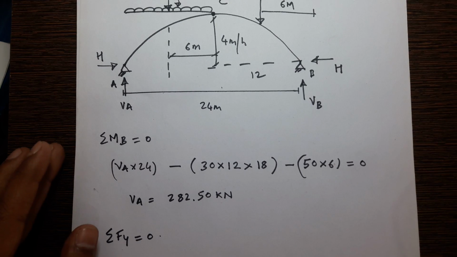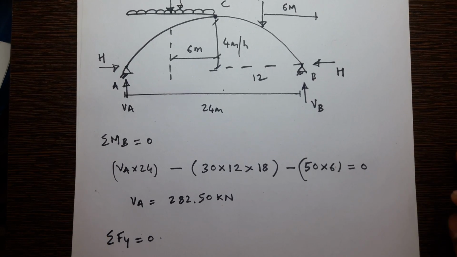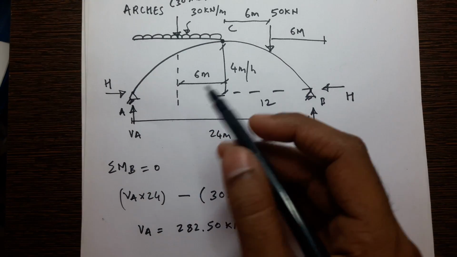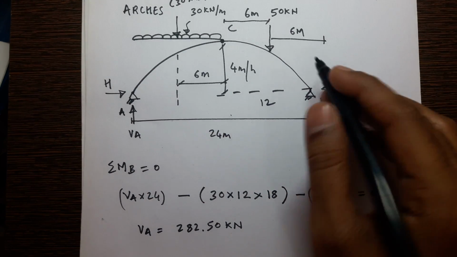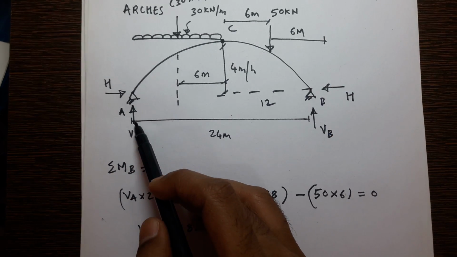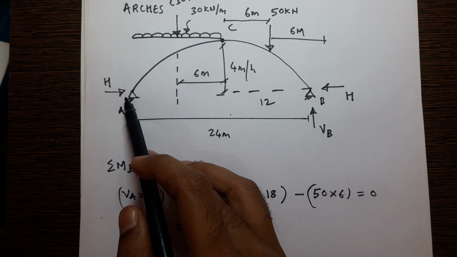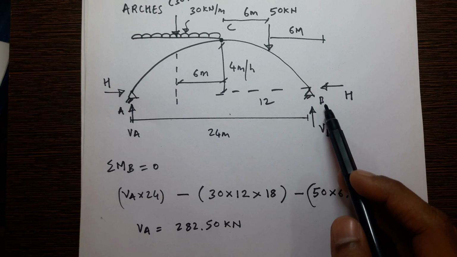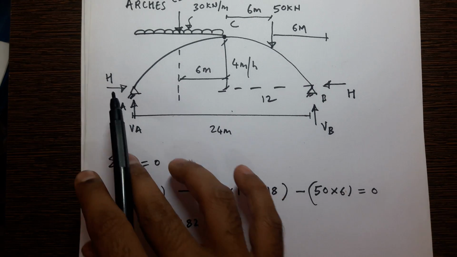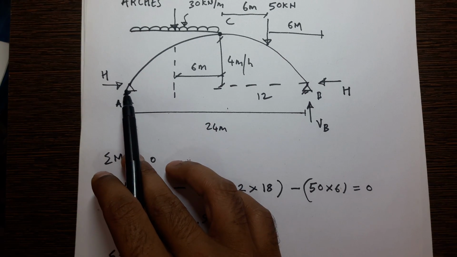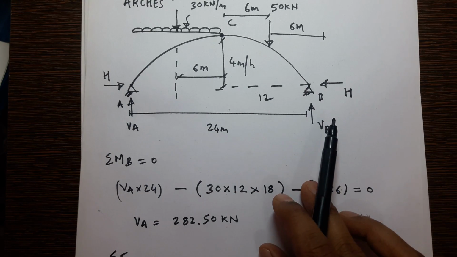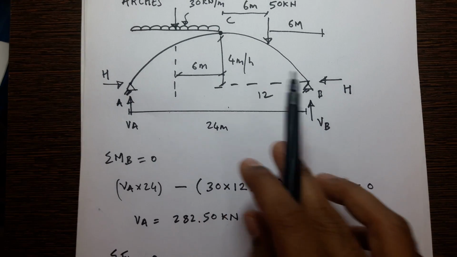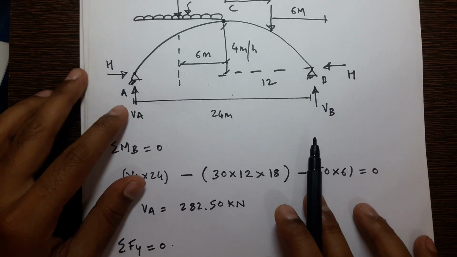So first we have to start with the calculation of support reactions. We have support A and support B. At support A you have two reactions, VA and H, and at support B you have two reactions, VB and H. So H will remain the same whether you have symmetrical arches or unsymmetrical arches. So how to find this VA?